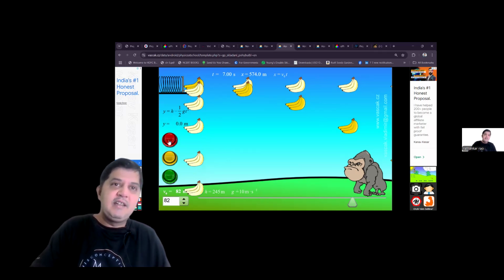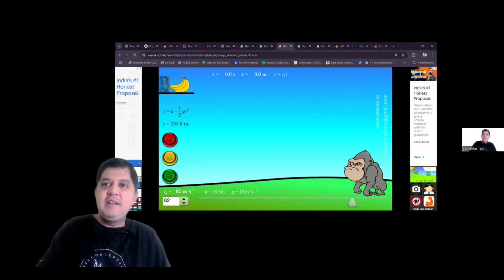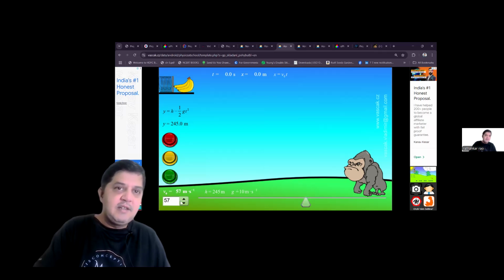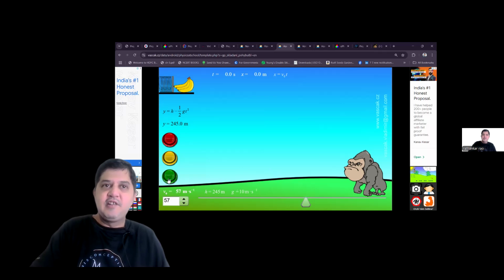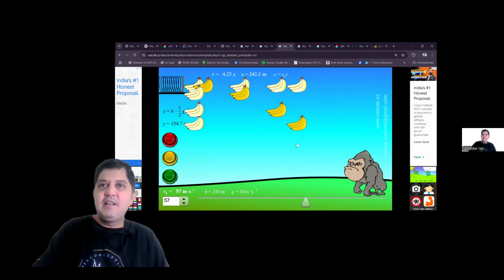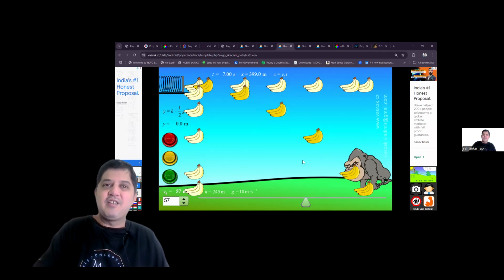Okay, let me do one thing. Let me reset this. Let me do this for a much lesser value. Let me keep it over here. So how much is this? Around 57 meters per second. Let me click on the green button once again. Now, where does it fall? Yes, it's falling here. It's coming down nearby to, wow, it hit it across.